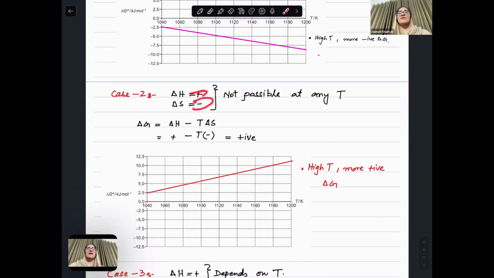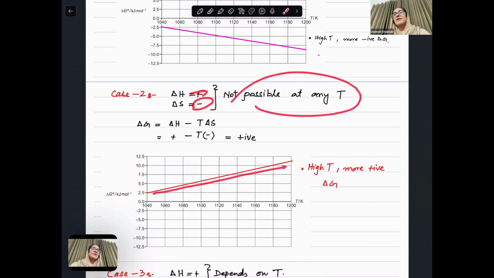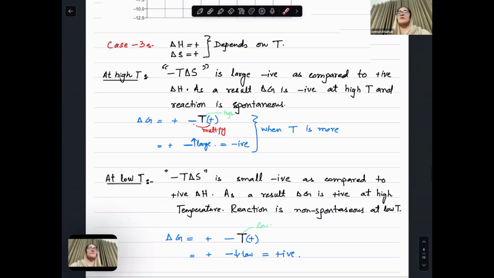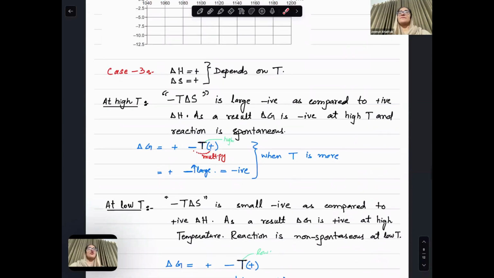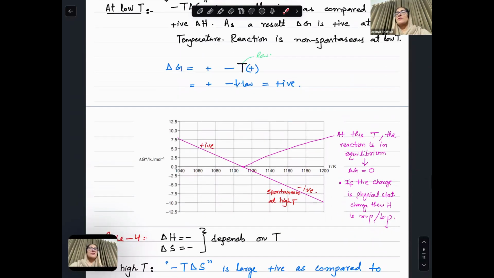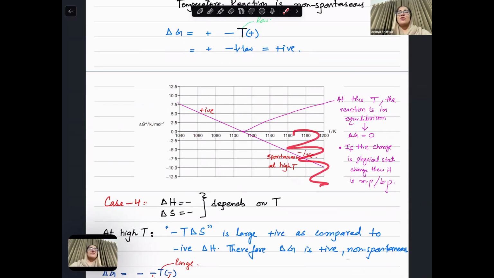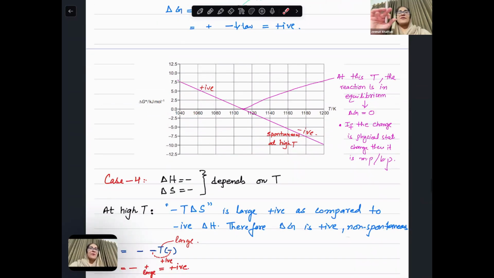Delta H positive, delta S negative, not possible at any temperature. Both positive, both positive. At high temperature, the delta G is negative. At low temperature, the delta G is positive. And what is the next case?